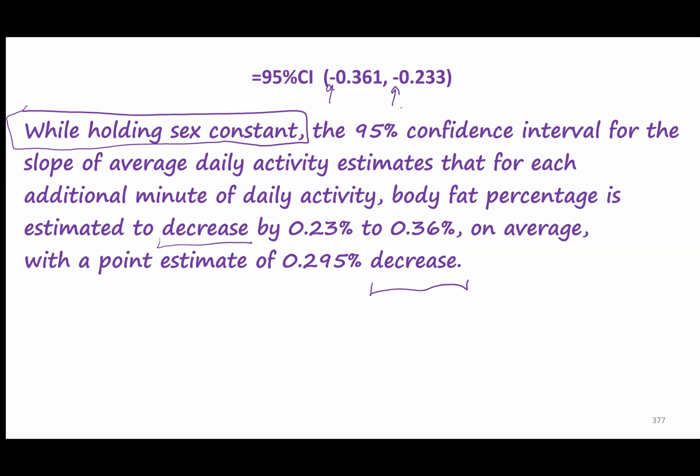This is going to be basically identical to a confidence interval for a slope coefficient in simple linear regression, except you're going to add while holding whatever other explanatory variables constant. And we're going to want you to name them. If we had age, height, and sex, while holding age, height, and sex constant, we expect that body fat percentage decreases when this happens, that kind of thing.